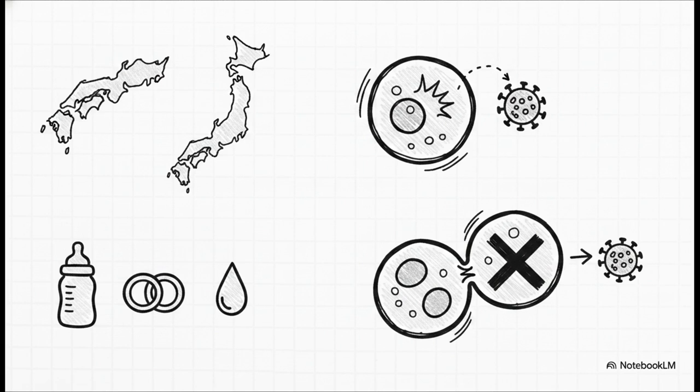Now, transmission is fascinating here. The most common route for perinatal infection is breast milk, followed by sexual contact and then blood products. And this is a brilliant distinction. While HIV can transmit as a free-floating cell-free virus, HTLV1 strictly requires direct cell-to-cell contact to spread. Cell-free transmission for HTLV1, highly inefficient.